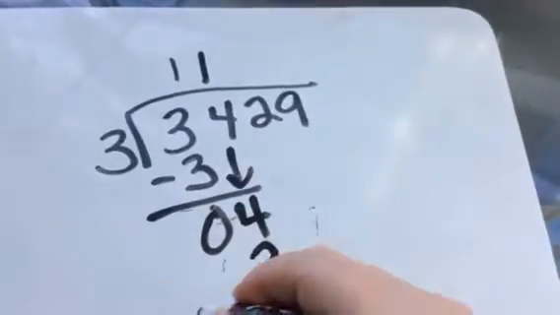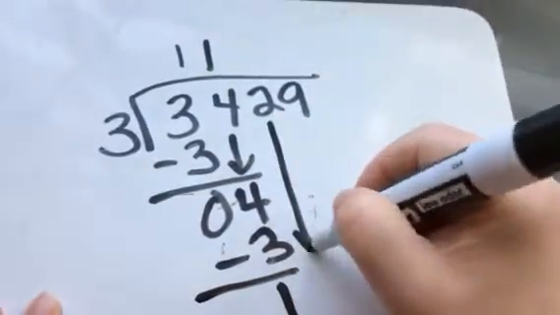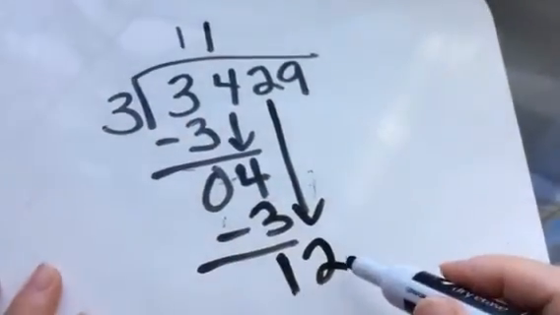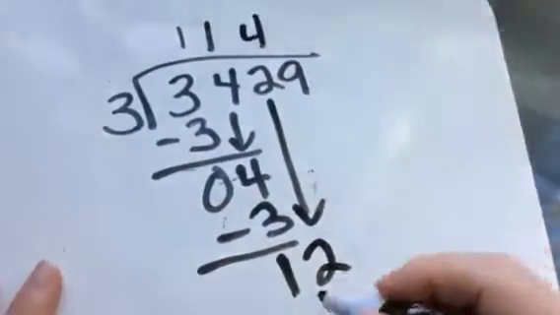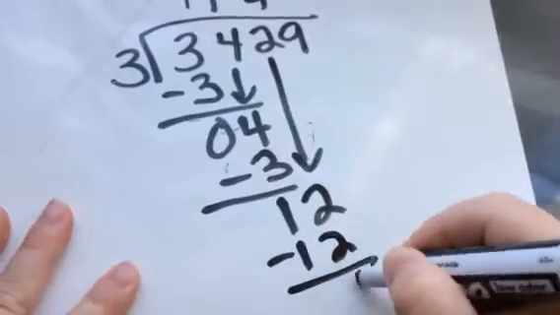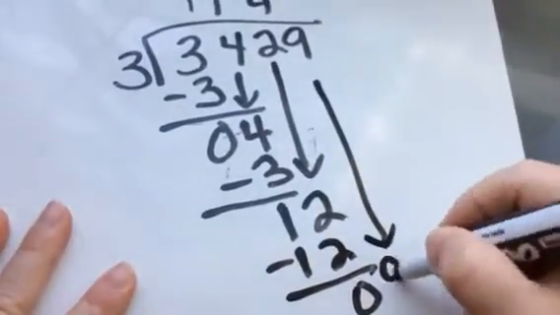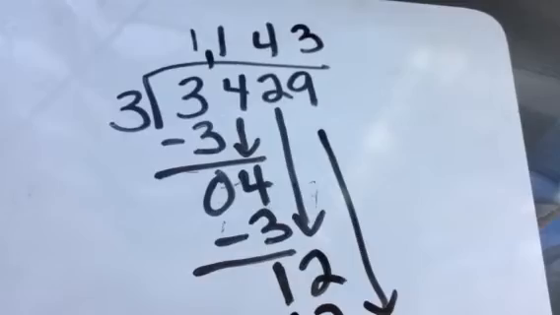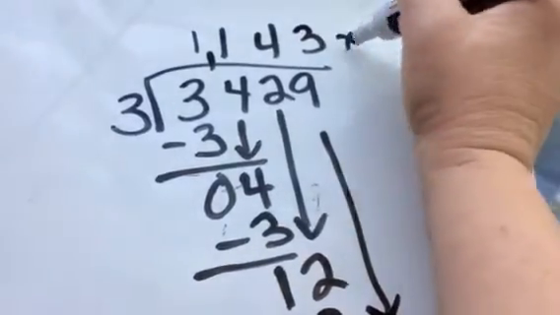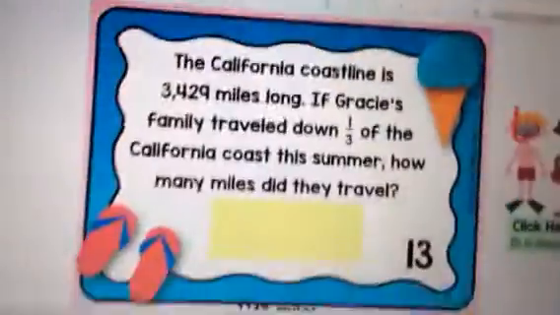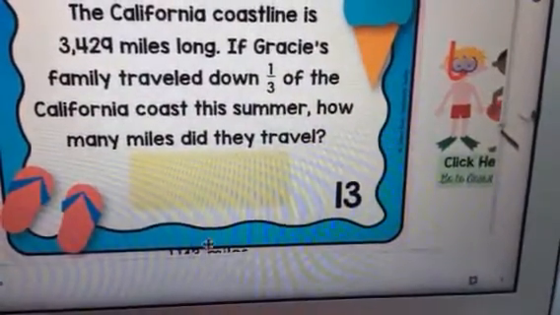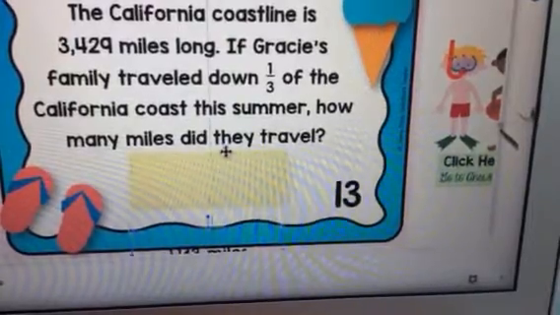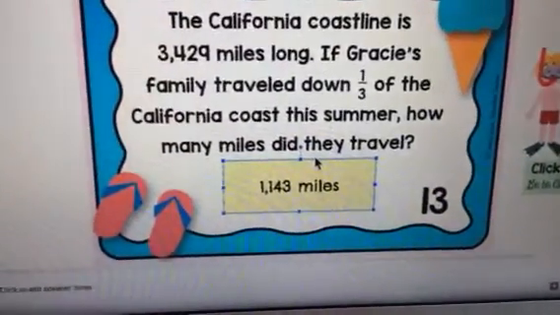1 times 3 is 3. Subtract 1. 3 goes into 12 4 times. Multiply, subtract, down. 3 goes into 9 3 times. And then our numerator is 1, so we multiply times 1, which means it's the same thing. So if you got the answer 1,143 miles, you are correct.